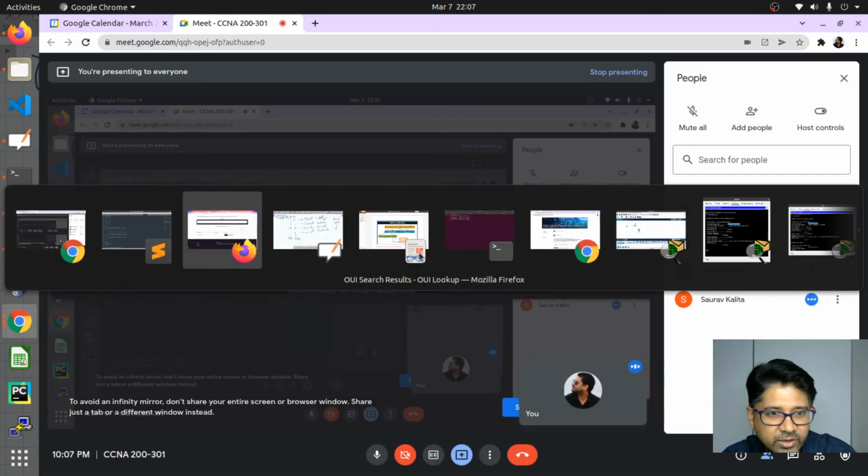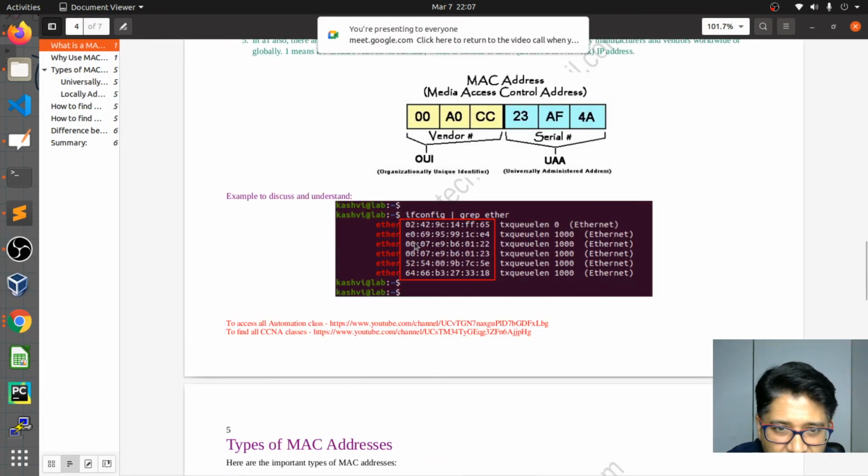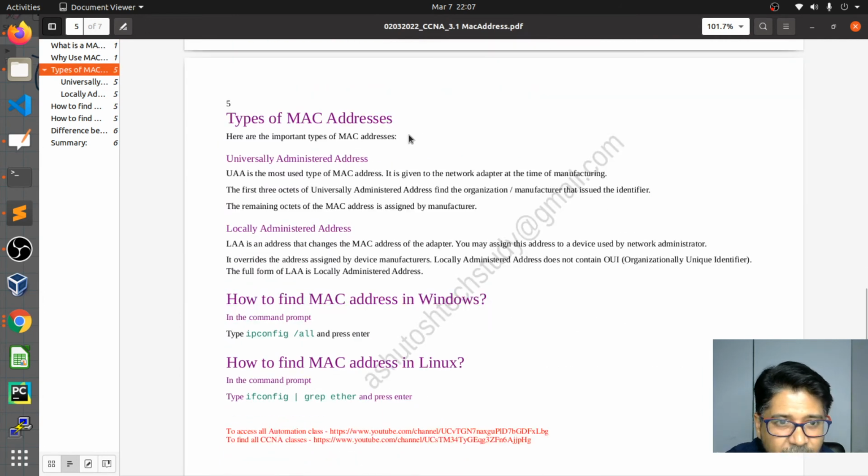Now let's see what is left in MAC address. We have done this activity. Please go through this PDF I'm going to share with you. So how many types of MAC address? We have universal administrative address, universal is nothing but global administrative, and local administrative. Universal always has the second bit 0, local always will be 1. We studied this right now. This is very easy to understand.